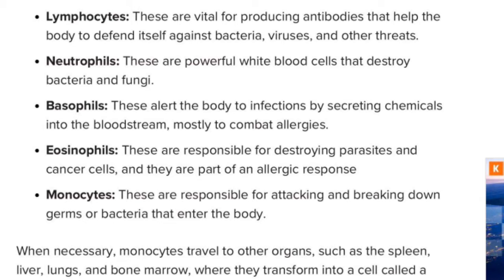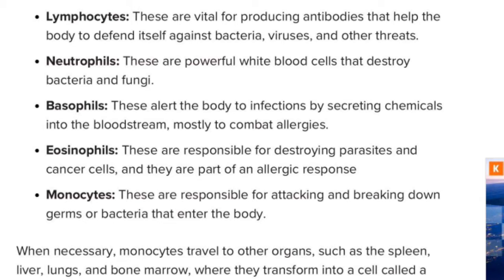There are several different types of white blood cells, each with varying responsibilities. 1. Lymphocytes. These are vital for producing antibodies that help the body to defend itself against bacteria, viruses, and other threats. 2. Neutrophils. These are powerful white blood cells that destroy bacteria and fungi.